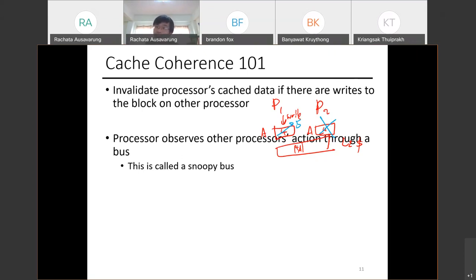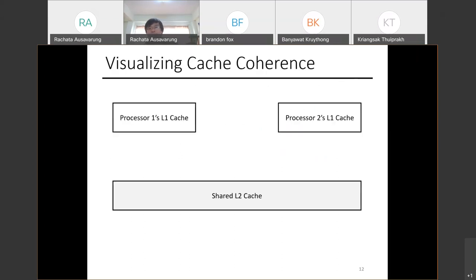So we call this bus, which allows a processor to get information that happened in a different processor, a Snoopy bus. That's where it got the name from. Let's visualize it.